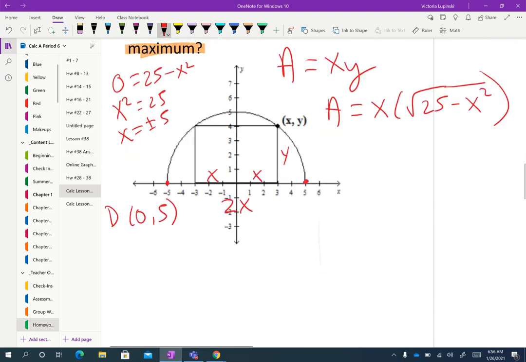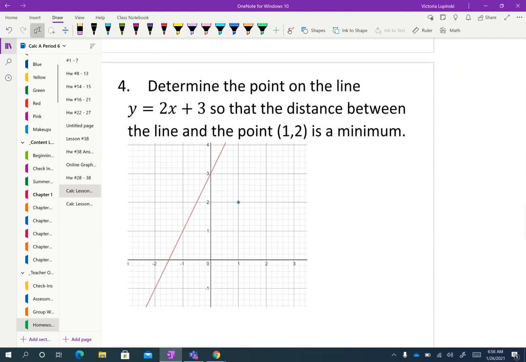So even though we skipped number 3, everything about the first 2 problems was talking about maximizing some area that was bounded by a curve in the coordinate plane. These last 2 problems have to do with distance. So you might want to start by reminding yourself of the distance formula. You're going to need that.